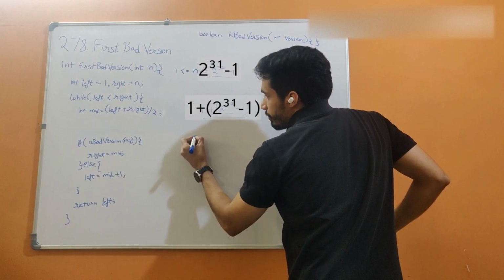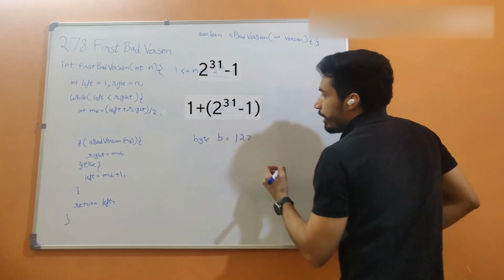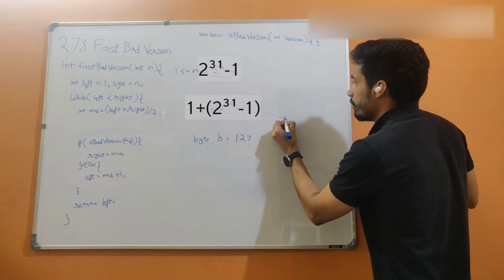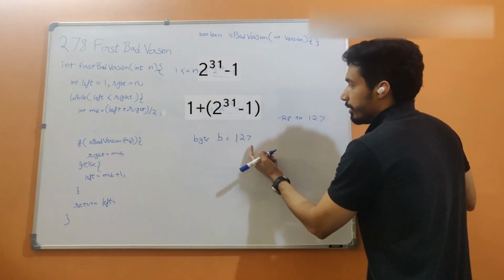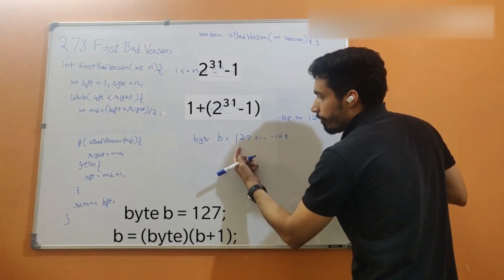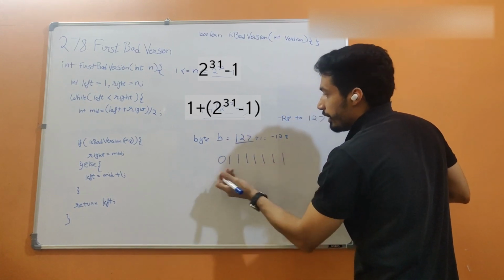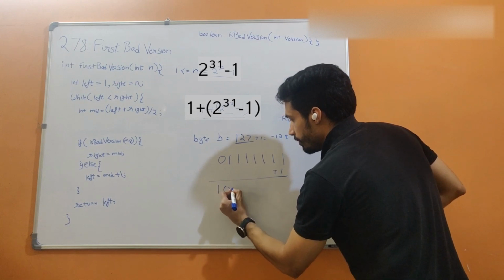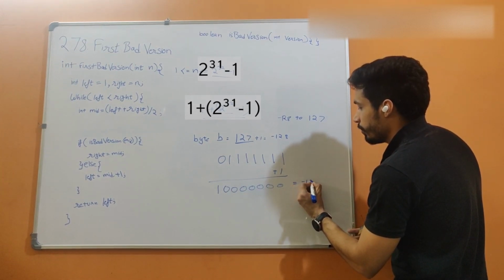Okay, let's take for example a byte as a data type b where the value is 127. We know that in Java a byte is 8 bits, and it can hold values from minus 128 up to 127. So if we increment 127 plus 1, it will give you minus 128. Now in binary representation, this is the binary representation of 127. And if we increment it by 1, it will give me this result, which is the binary representation of minus 128.